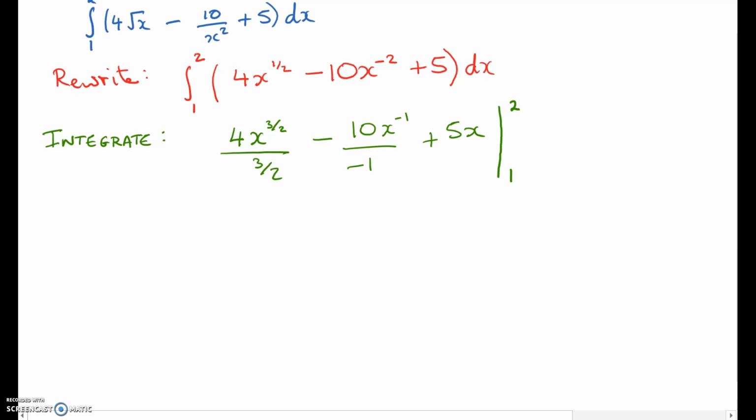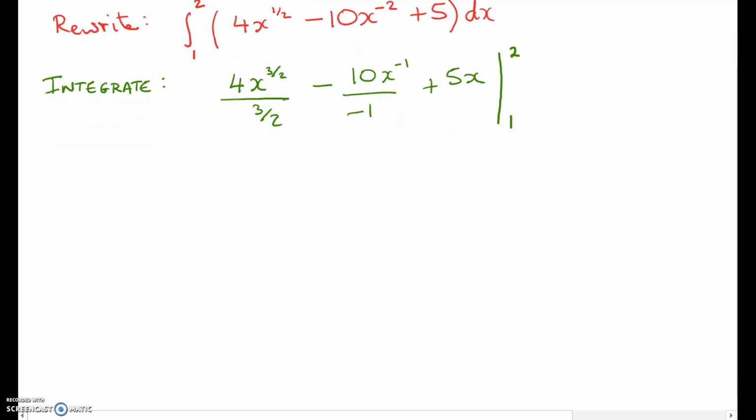Okay, so let's simplify this before we try and put in the numbers. So it's going to be 4 divided by 3 over 2. So 4 divided by 3 over 2 is 4 multiplied by 2 over 3, and that's 8 over 3. And that's going to be the square root of x cubed. Okay. Minus 10 divided by minus 1. Minus over minus is plus. 10 over 1 is 10 over x. Plus 5x, and that's going to be from 1 to 2.